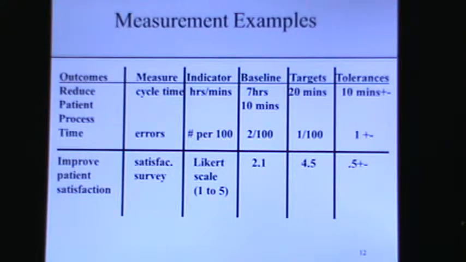Improving patient satisfaction is a satisfaction survey. Indicators: a Likert scale, 1 to 5. Currently, we just did the satisfaction survey, and it's 2.1 out of 5. Not good, right? So we set a performance target to get that up to 4.5, and we'll have a tolerance range of a half point, so anywhere from 4 to 5 would be acceptable performance when we reach the target time frame.